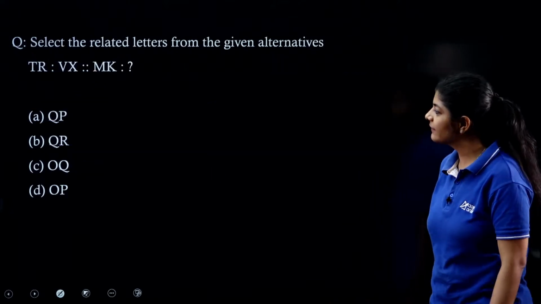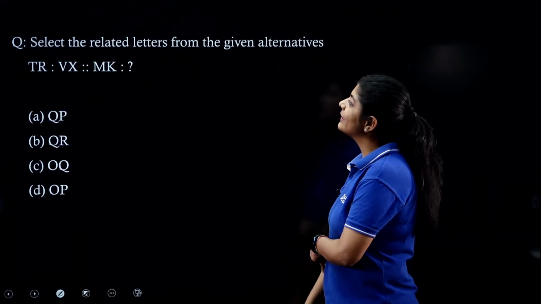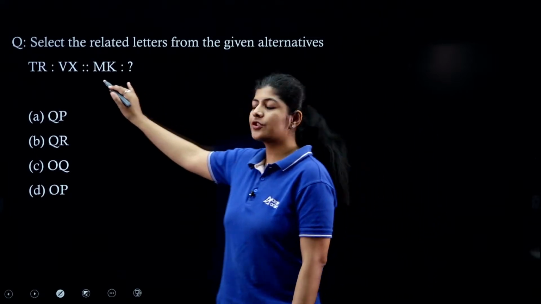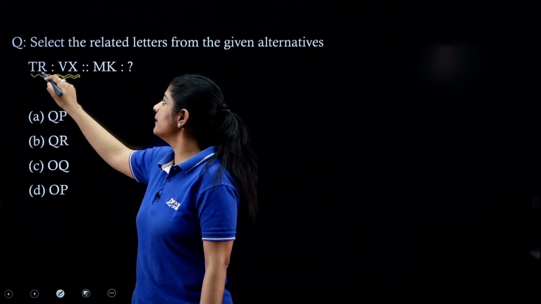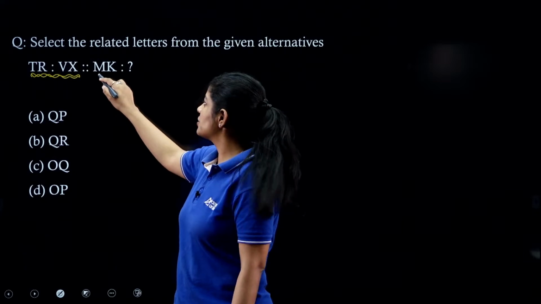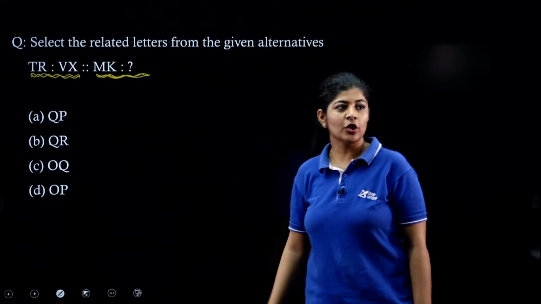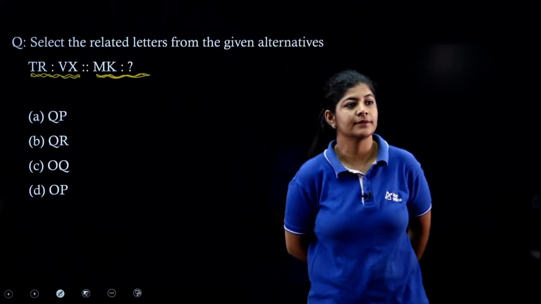Next. Very good, Princey. Very good, Hello World. The next question says select the related letter from the given alternatives. This question is from the concept of analogy. Some relation is given here, and you need to replicate the same relation here. So just tell me which option is correct and what we can put in the place of the question mark.